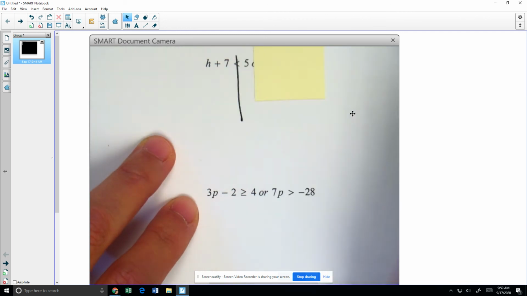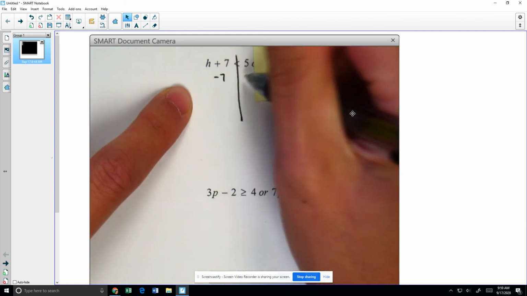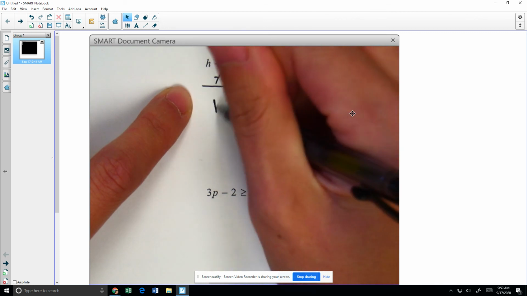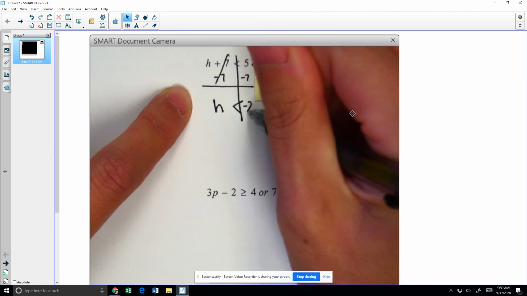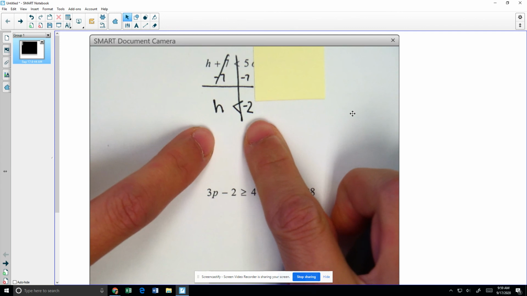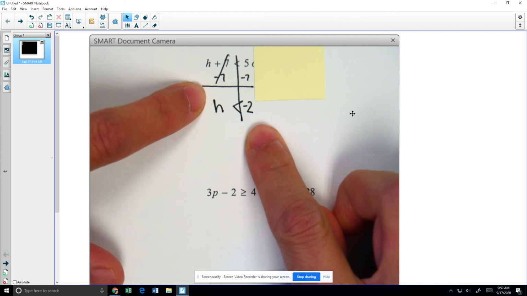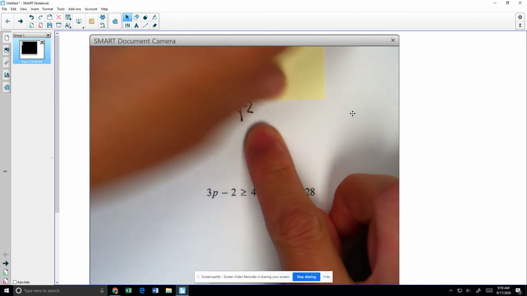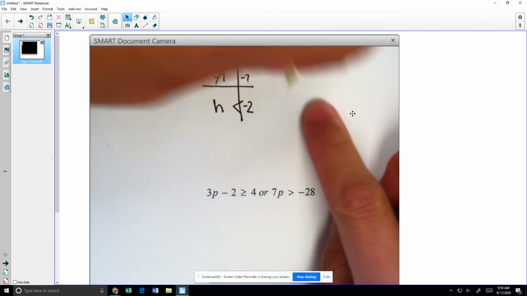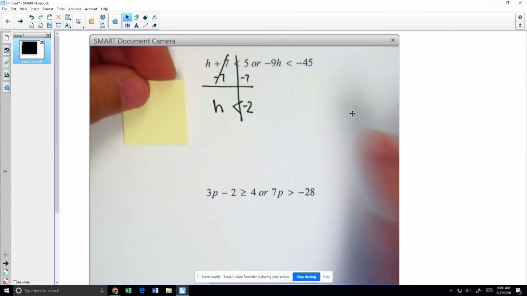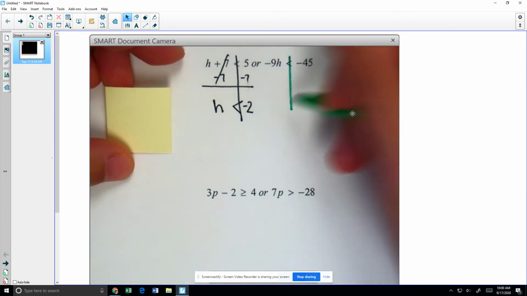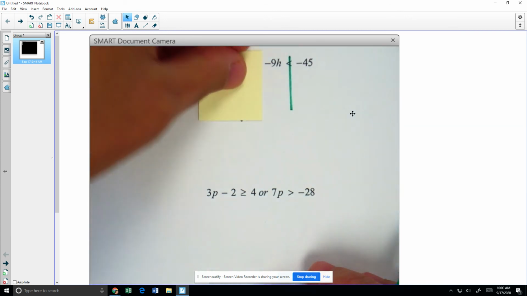Okay, so if I solve this one, I would just minus 7 on both sides. I get h, my symbol, negative 2. Do you see how all I did was minus 7 on both sides? And that's it. Okay, so I did that part. Now let's do the other part of my problem. The other part of my problem is right here. So I'm going to cover this up for now.